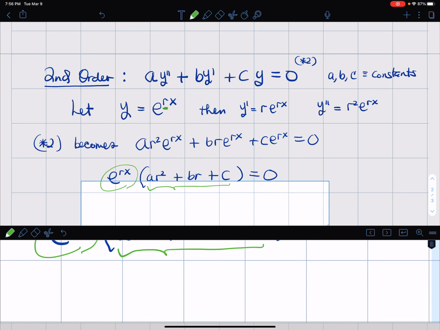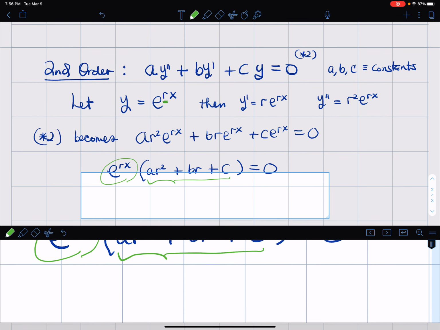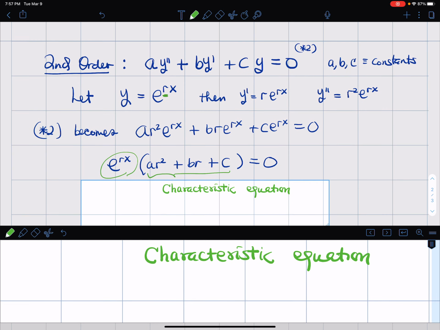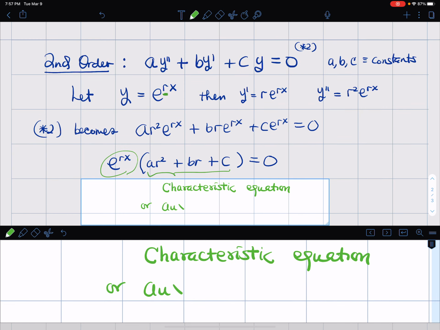All right, so this, we call this the characteristic equation. Characteristic equation is also called the auxiliary equation.